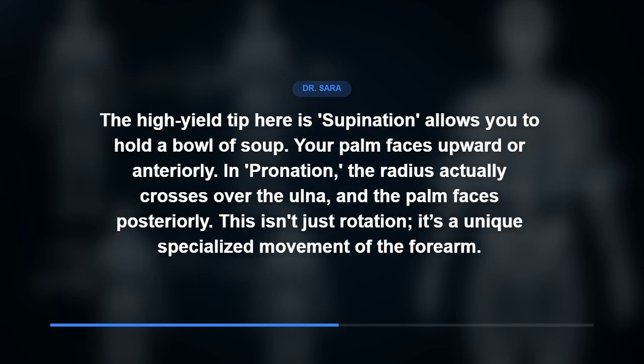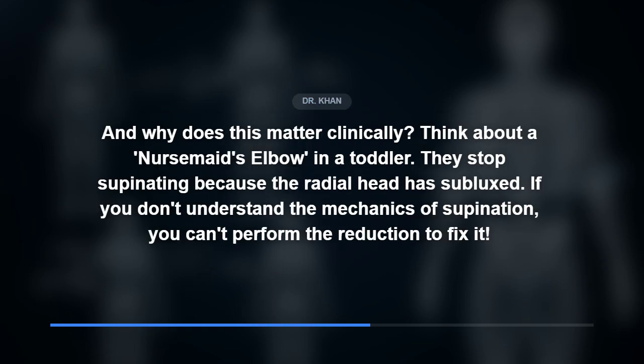Now, let's talk about the forearm, pronation and supination. This is where most students trip up during the practicals. The high-yield tip here is supination allows you to hold a bowl of soup. Your palm faces upward or anteriorly. In pronation, the radius actually crosses over the ulna and the palm faces posteriorly. This isn't just rotation, it's a unique specialized movement of the forearm.